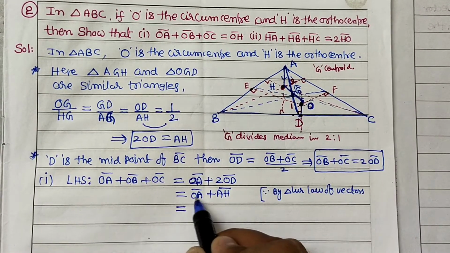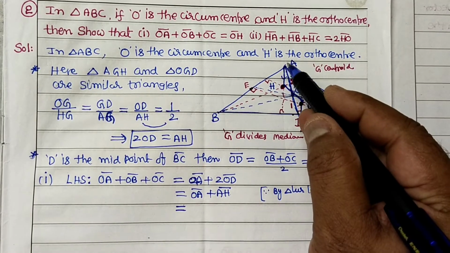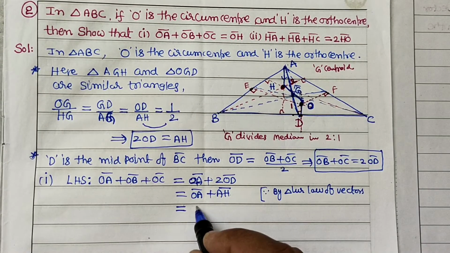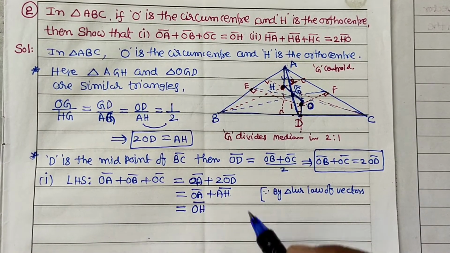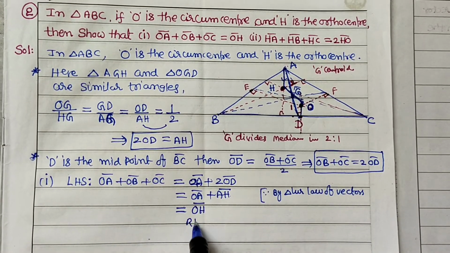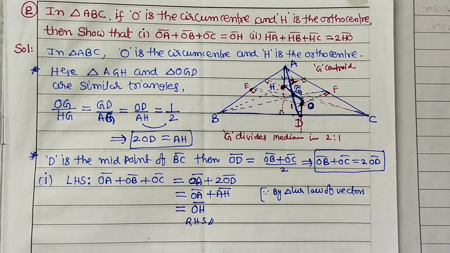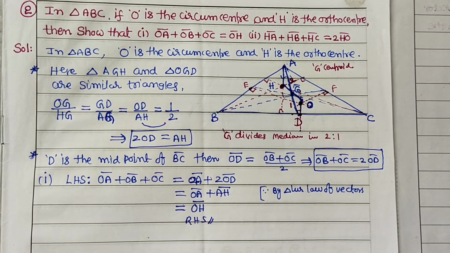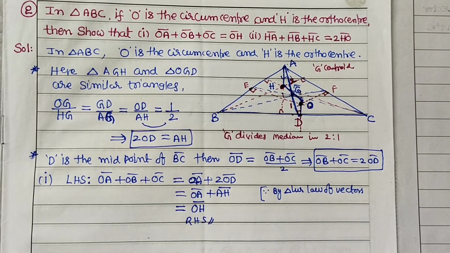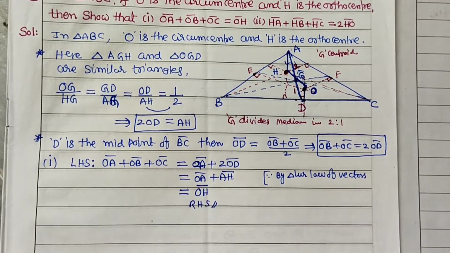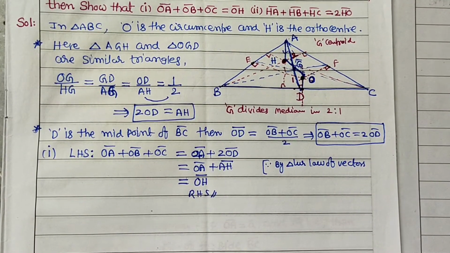So OA plus AH is equal to OH. Hence proved the first question RHS. Similarly, we'll take the second one. What is the second one here?